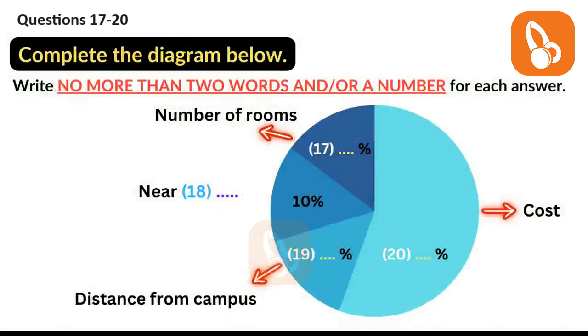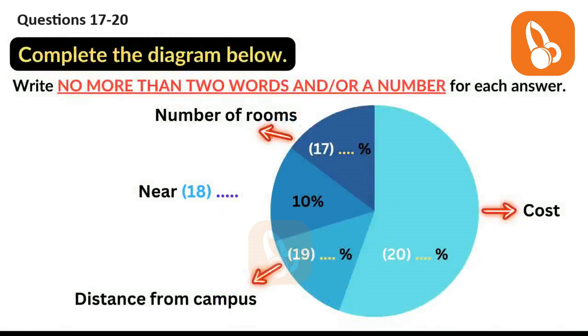But what about the distance from the university? Well, that was quite important. Around 20% of the students we asked wanted to be close to campus. That makes sense. And what about the cost? Yeah, as we expected, the cost was by far the most important factor. More than half the students were concerned with the cost. 54%, to be exact. Only 54%? I thought it would be closer to 80%.